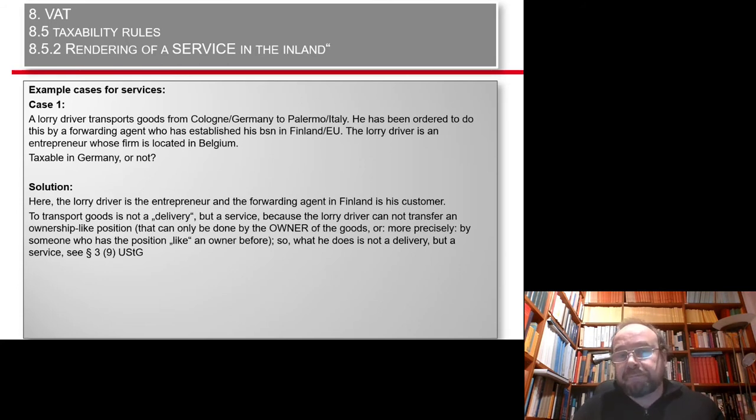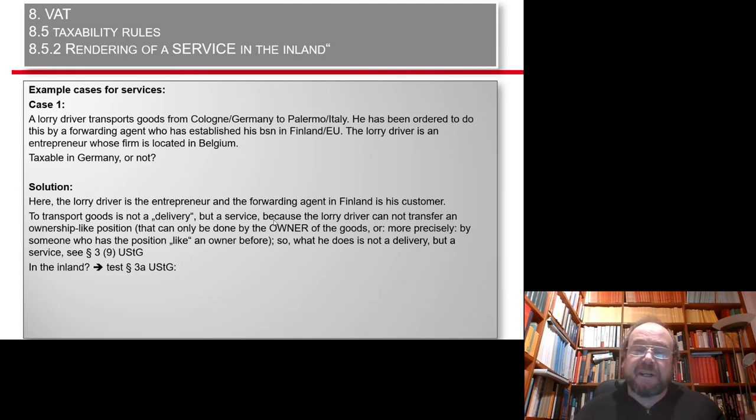So you can't transfer ownership. So what you do is not a delivery. So driving things through the world is just rendering a service. Mere transportation is service. So we have a case of 3.9, service. So we need to determine the place of that service. 3A has to be tested.